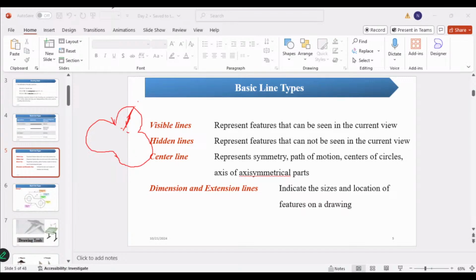Then the dimension and extension line indicate the sizes and location of features on the drawing. Size එක කීයද කියලා පෙන්නන්නයි. ඒ feature එක තියෙන්නේ මොන location එකේද, කොතනද තියෙන්නේ කියලා පෙන්නන්නයි අපි dimension and extension lines පාවිච්චි කරන්නේ. Okay. So you can note down this one. After that you continue.